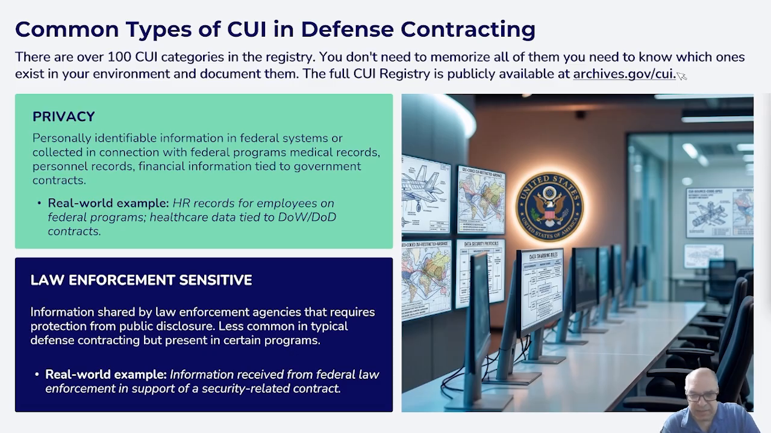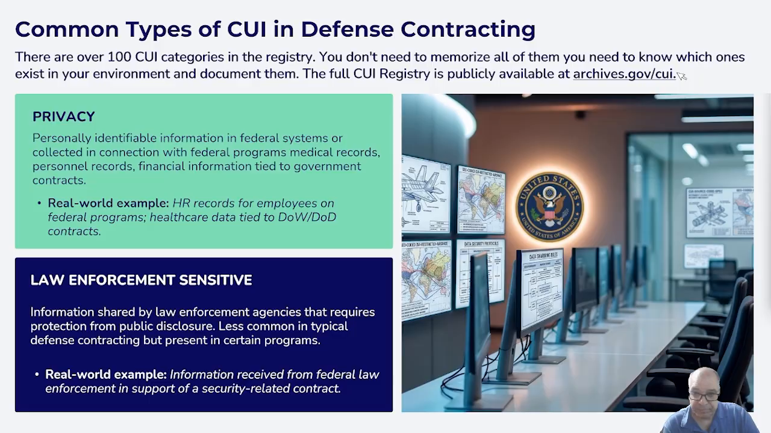Here's the practical guidance I give to organizations starting the scoping process. You don't need to memorize every category. There are over 100 of them in the CUI registry. What you need to do is identify which categories exist in your environment and document it. The full CUI registry is publicly available at archives.gov.